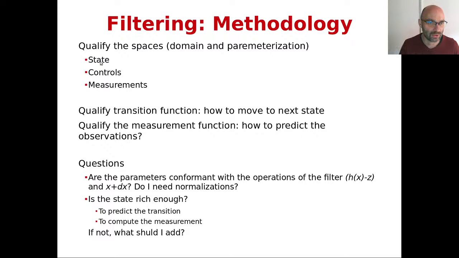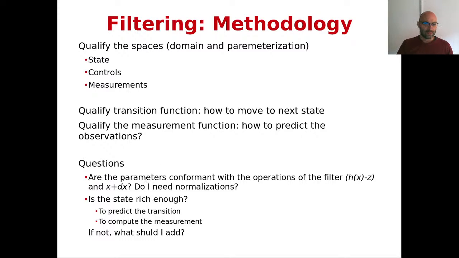After having chosen these, you might start qualifying the transition function that tells you how to move to the next state, and qualify the measurement function. This is part of the system identification process. In answer to the measurement function, you have to ask yourself, how could I predict my observations assuming that my state is all fine? And after you have done this set of tasks, you might start asking yourself whether you have all you need.